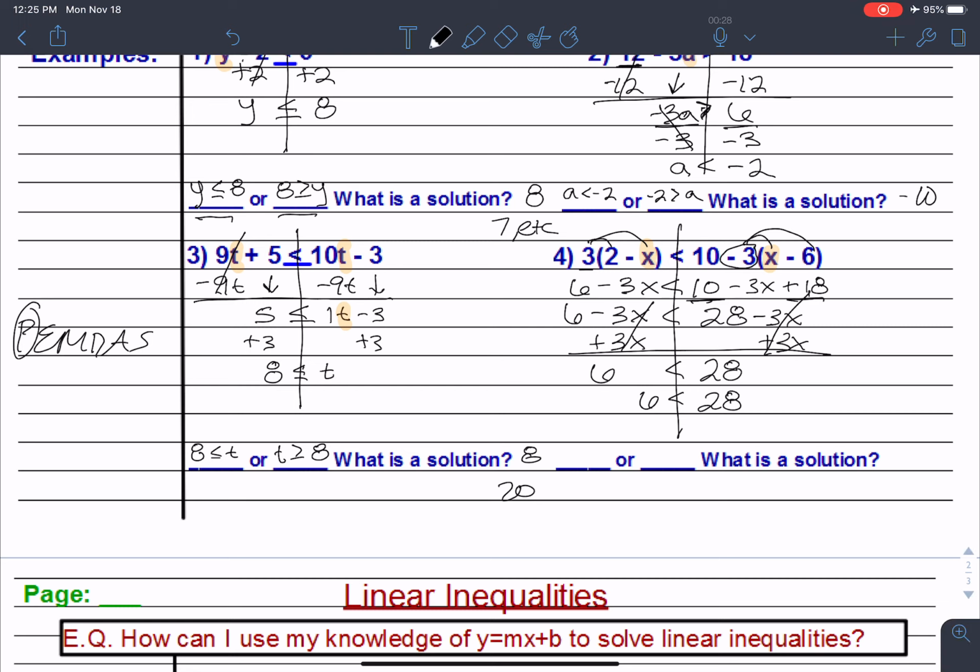And this one's kind of tricky, so we have to think about it. Is 6 less than 28? And that's true. So this is a true statement. So our inequality is 6 is less than 28, or 28 is greater than 6.